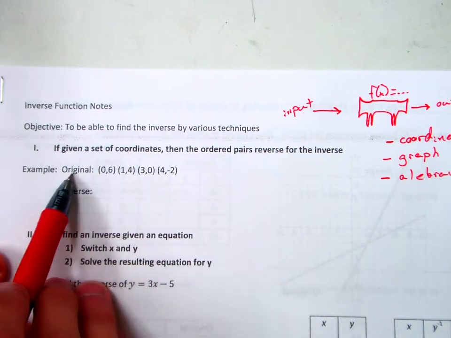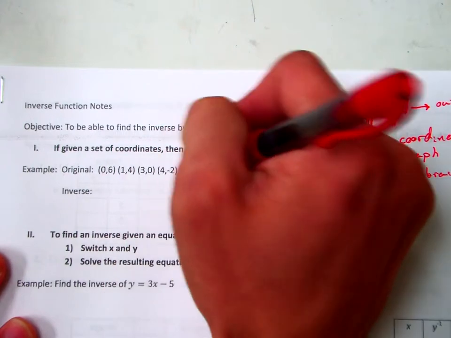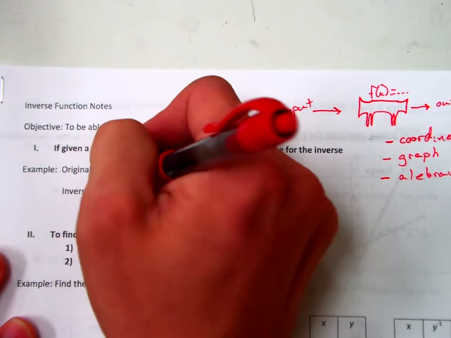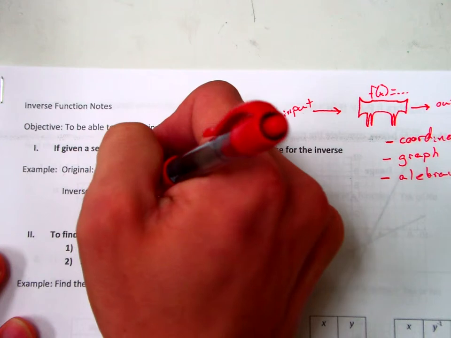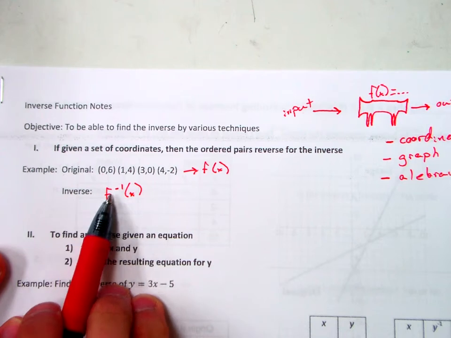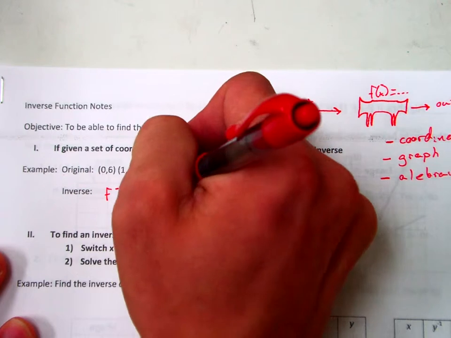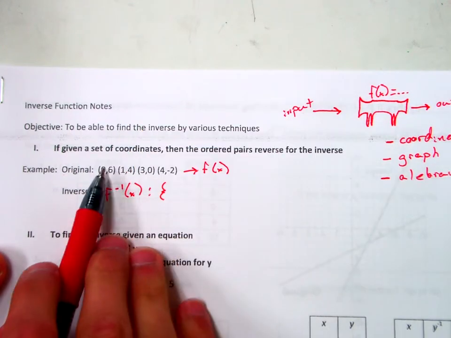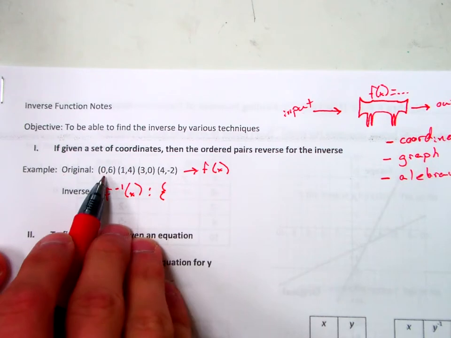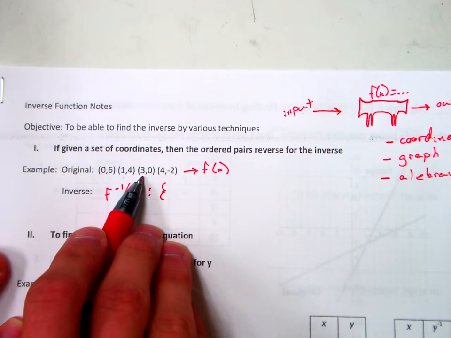If this is f of x right here, the way we write down the inverse is f inverse of x. Notice that's got a little -1 there. That means that this is going to be its inverse. So if this is f of x, then f inverse of x is that same set of coordinates, except it's the opposite. They're going to be switched. So instead of 0, 6, I'm going to have 6, 0. Instead of 1, 4, I'm going to have 4, 1. Instead of 0, 3, or 3, 0, I'm going to have 0, 3.